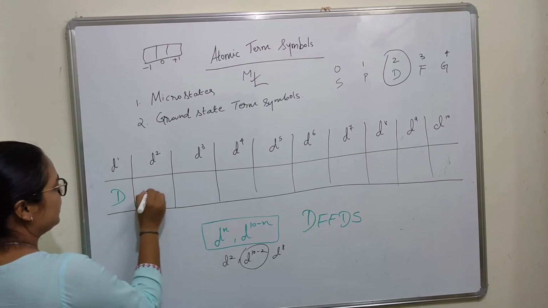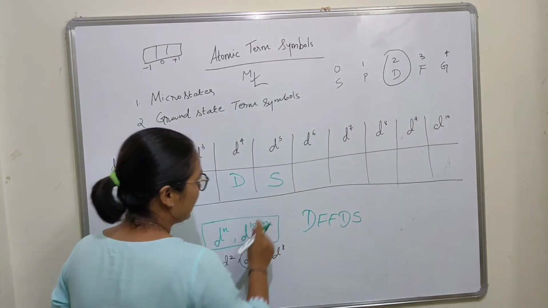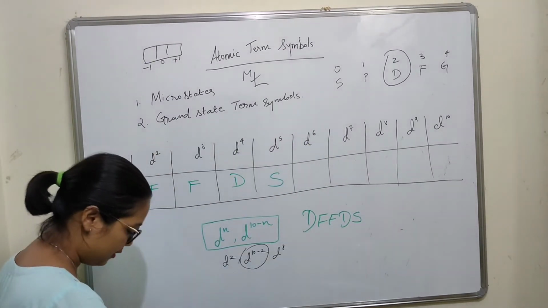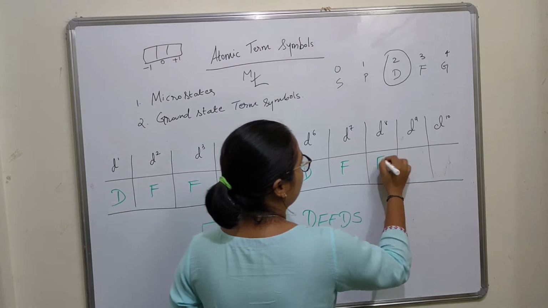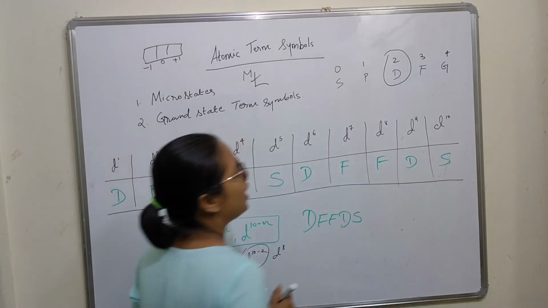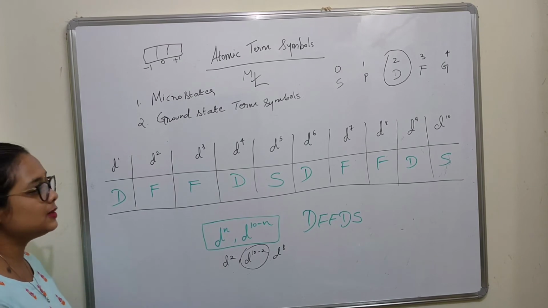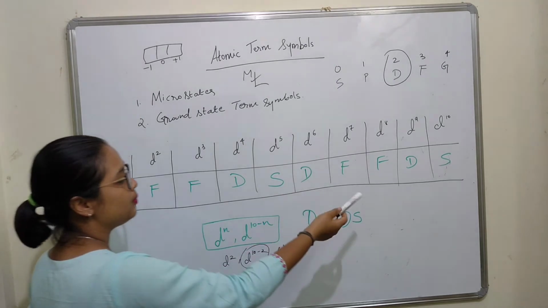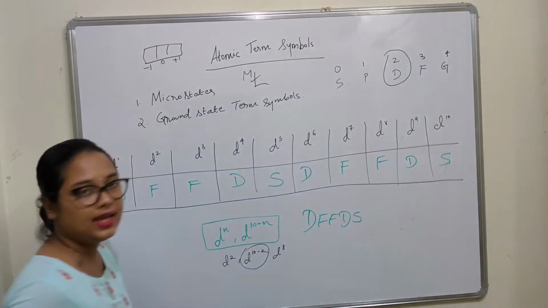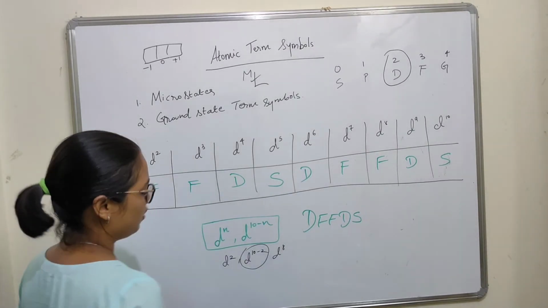Okay, so D, F, F, D, S, and as I said, it is going to get repeated again. These are your ground state atomic term symbols. So again, D, F, F, D, S. Now the value of L is clear by just remembering one word, that is "deeds."